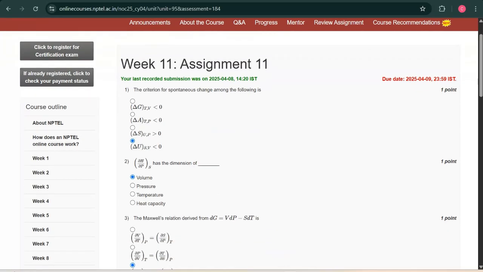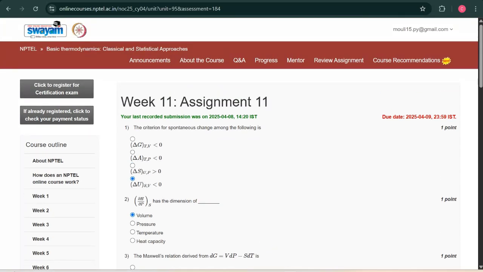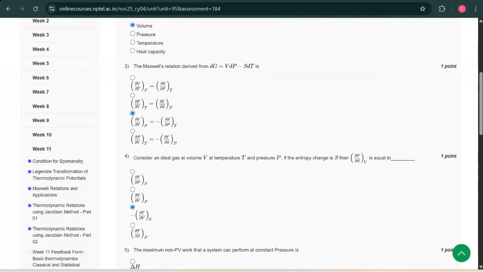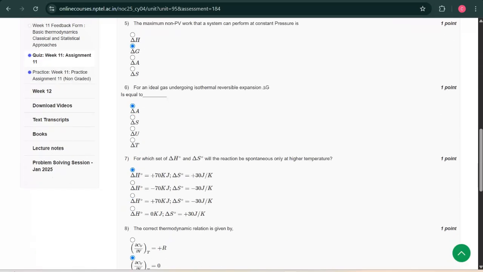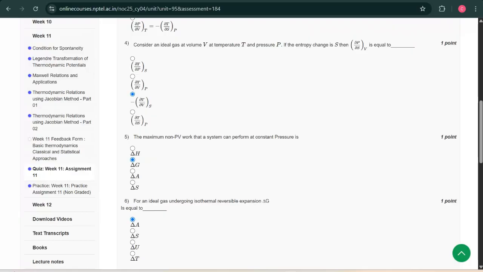Okay, Jaydeep, what are the questions you had? 1, 5, and 7. Okay, so 5 is again a definition. So delta G is the non-PV work that a system can perform at a constant pressure, while delta A, the Helmholtz free energy, is the PV work, that is the mechanical work. Delta G is the non-mechanical work. Fine. And then 7, of course, I discussed.